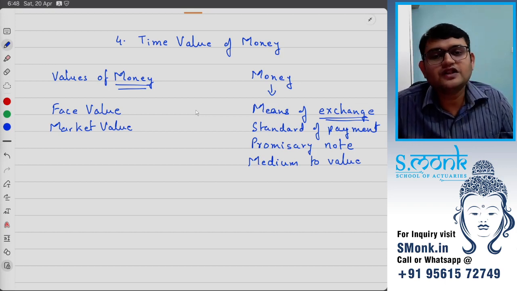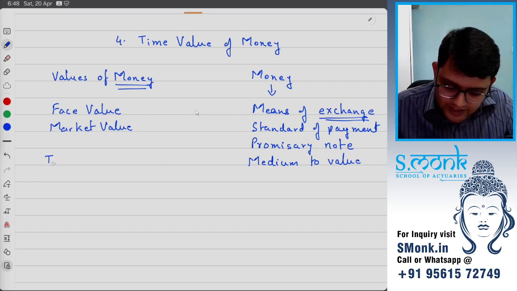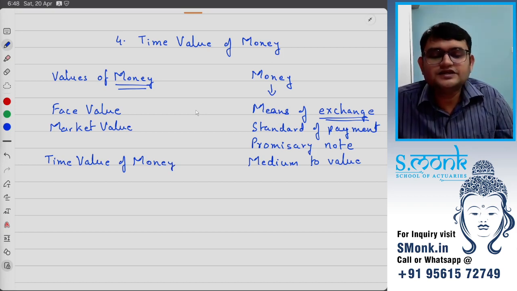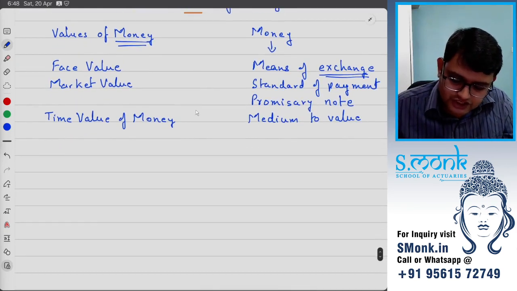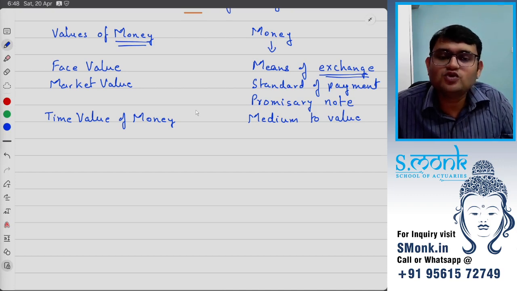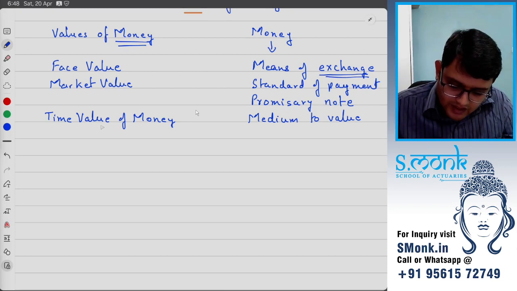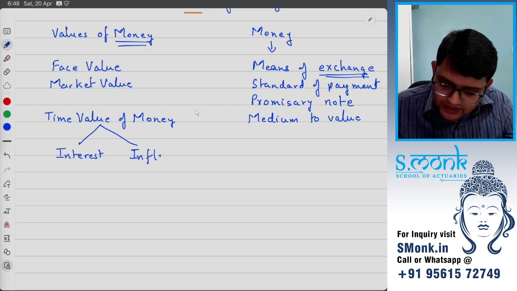Now there are some values that are not physical traits of money, and we call them time value of money. These are the values that change with time. So any value that changes with time would be called time value of money. Now there are two modes by which we calculate the time value of money. The first is called interest, and the second is called inflation.